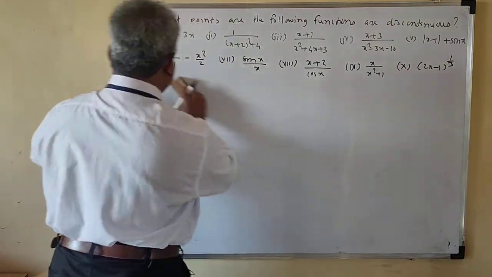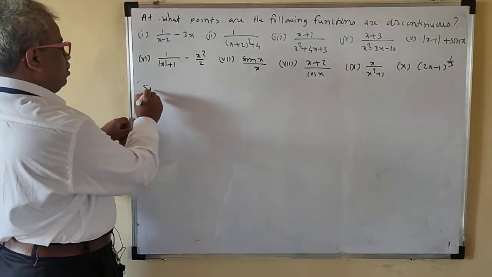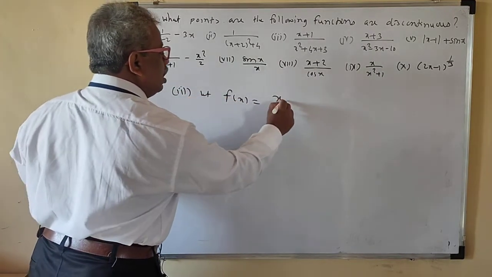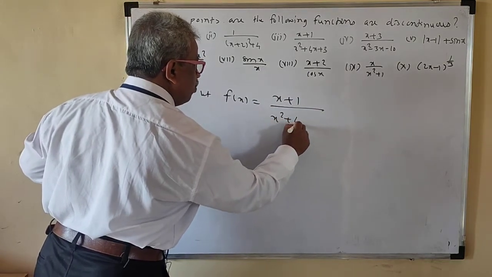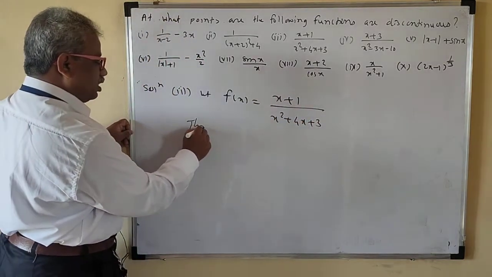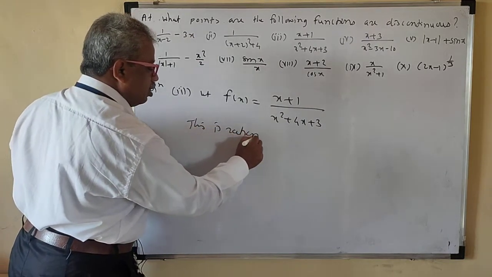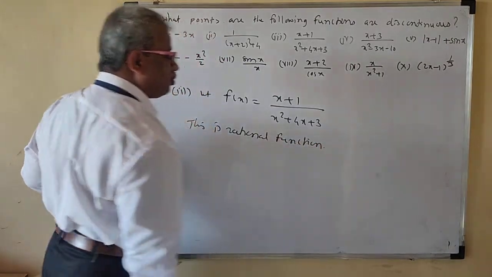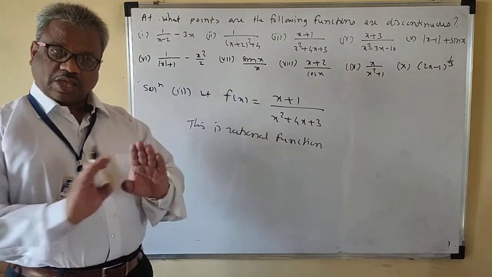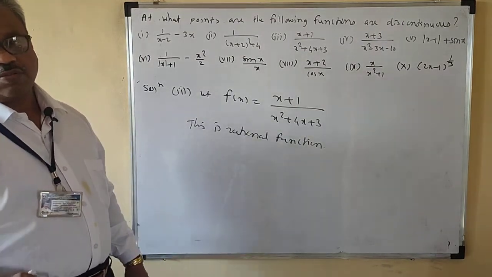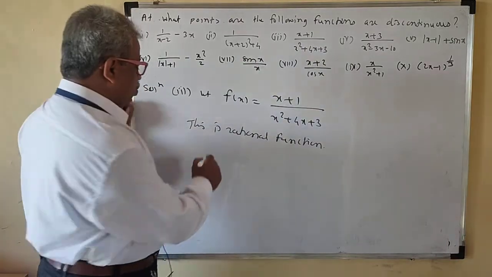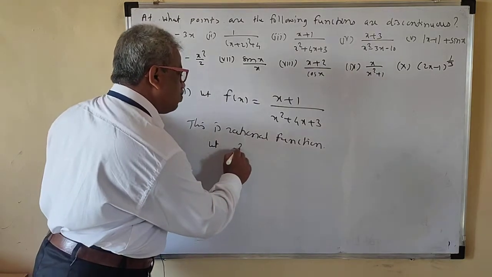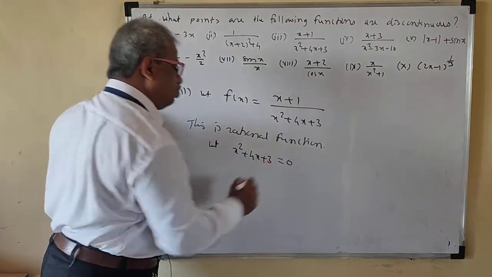Now the third one. Let f of x is equal to x plus 1 upon x square plus 4x plus 3. This is a rational function. You know that a rational function is continuous everywhere except at the zeroes of the denominator. So to find a discontinuity, we will take the denominator as 0. So let x square plus 4x plus 3 is equal to 0.